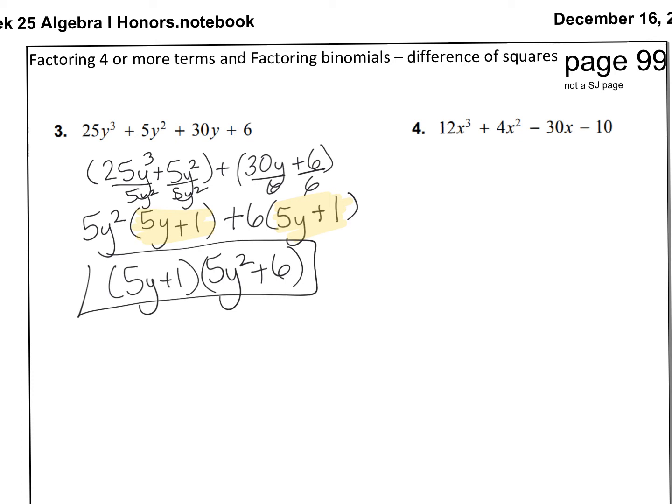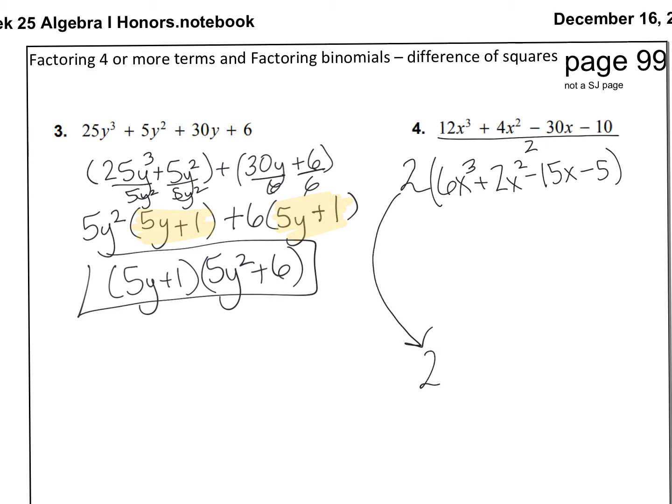Next, I do notice when I look at number 4, and I did not mention it on 1, 2, and 3, but if you look at number 4, aren't all of these divisible by 2? So you should take out your greatest common factor first. That's what I'm going to do. I'm going to take out 2. I'm going to divide all of these by 2. And I'll have 6x to the third plus 2x to the second minus 15x minus 5. Now here's what I'm going to do. I'm going to bring this 2 down here and put it with my answer. That way it'll make it easier for me to just work the problem without the 2. I'm going to group the first 2 terms together.